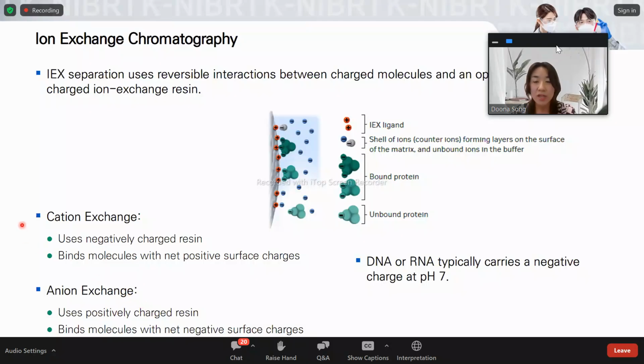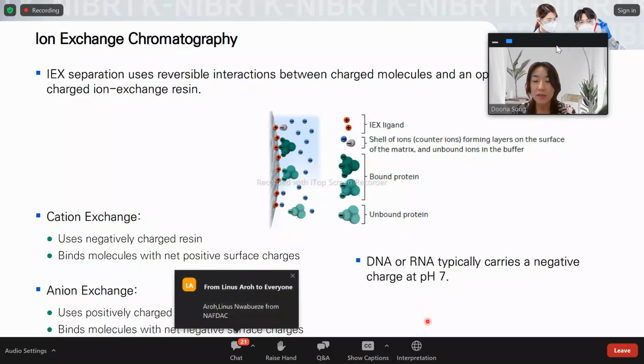In cation exchange, we use a resin that is negatively charged. This type of resin binds to molecules that have a net positive charge. In anion exchange, we use a resin that is positively charged. This type of resin binds to molecules that have a net negative charge. mRNA or RNA typically carry a negative charge at pH 7, which allows the use of ion exchange chromatography for their separation.